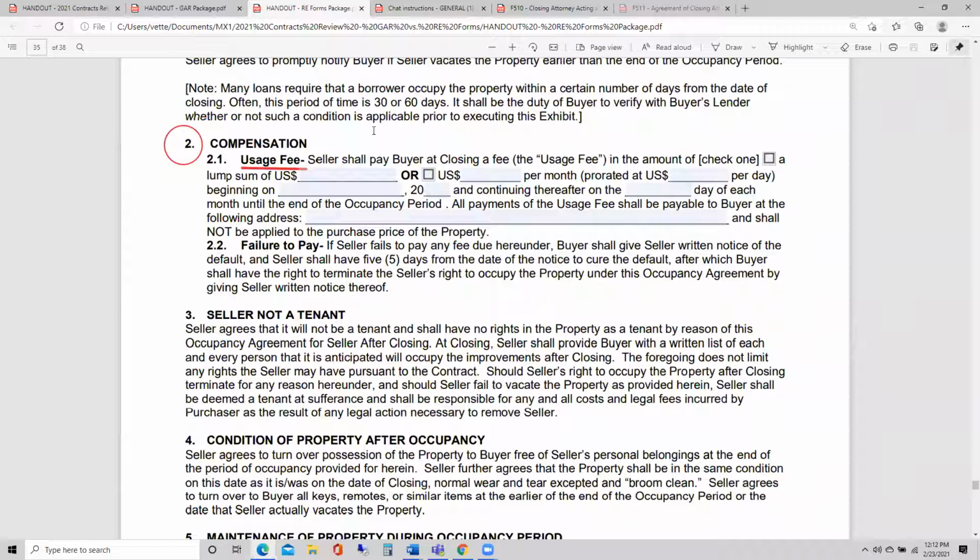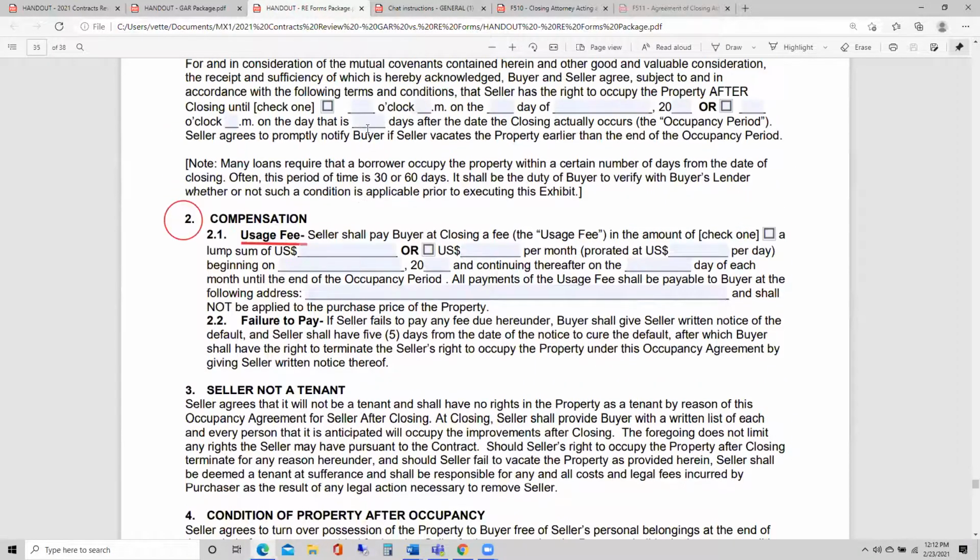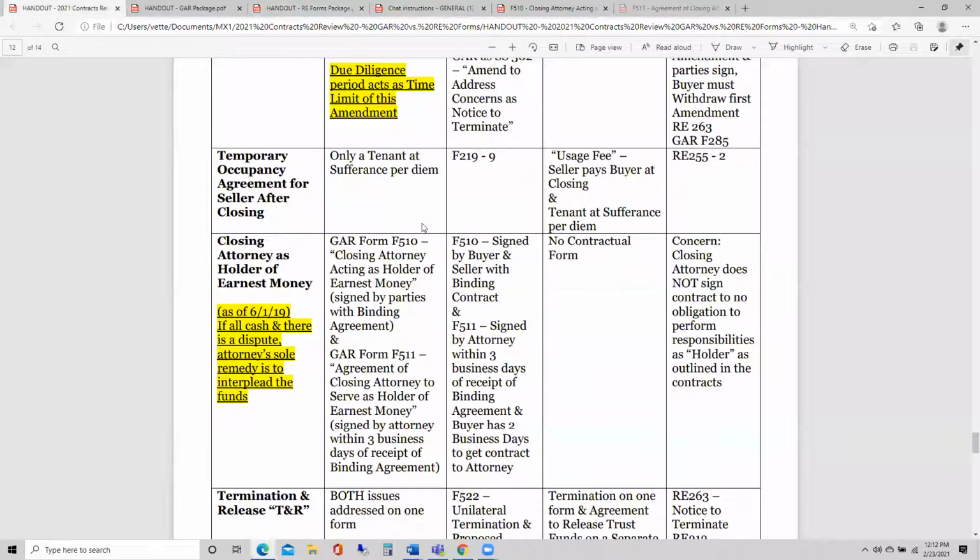Now, both of them do say that you cannot use a temporary occupancy agreement for more than 60 days. If it's going to be for more than 60 days, you need an actual lease. And if you're going to have an actual lease, that may be an issue with the lender, because that would mean your buyer is buying it as an investment property, not as an owner-occupant property. What is the downside of a temporary occupancy agreement?